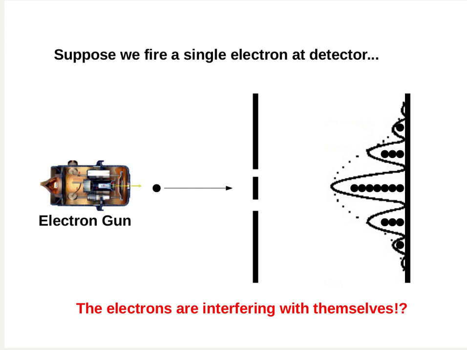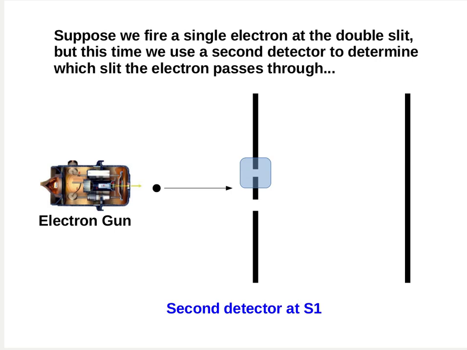Now let's keep going with this, and actually things will get even stranger. So let's suppose that we keep with the experiment of firing a single electron at a time at this double slit. But now we're going to change things up a little bit. We're going to fire a single electron, but now we're going to use a second detector that doesn't stop the electron, but basically makes a little note of, did the electron pass through this slit or not?